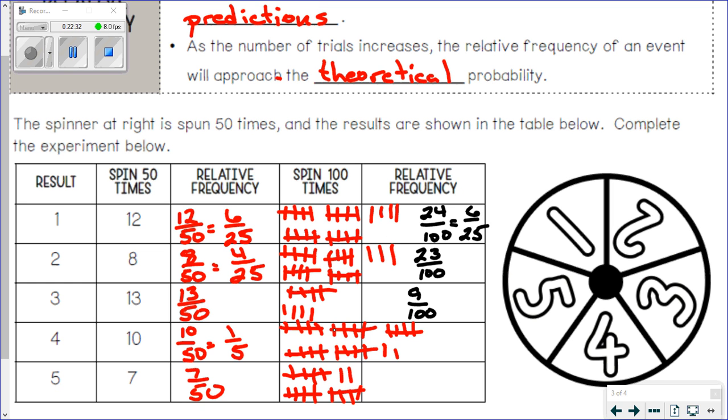The 4 was 27 out of 100. And the 5 was 17 out of 100. So we're still not exactly at the theoretical probability, but you can see that we're getting closer. So the more times you do this, the closer you're going to get to the theoretical probability. That's the whole point of this.